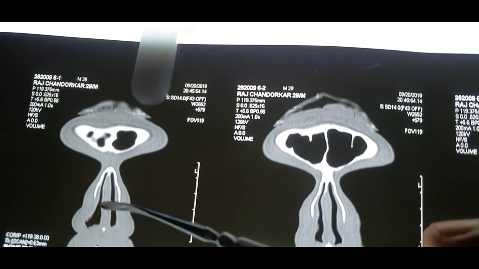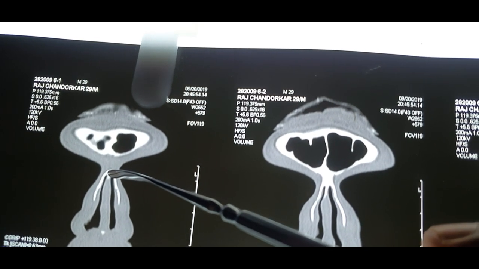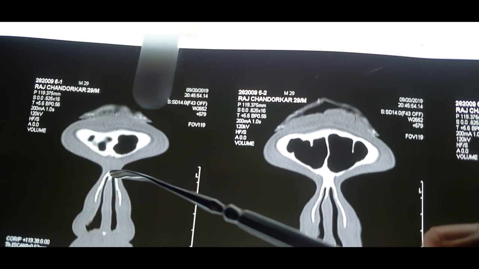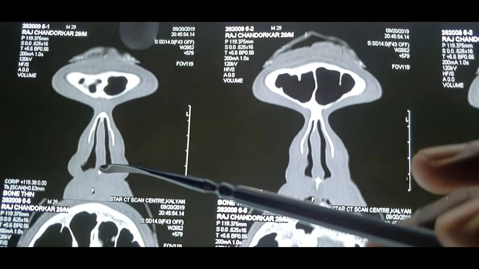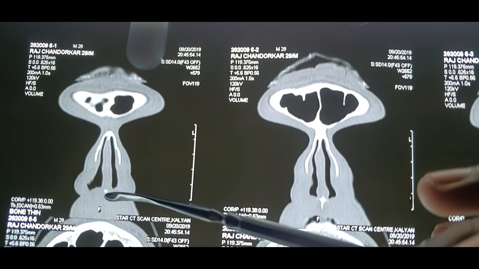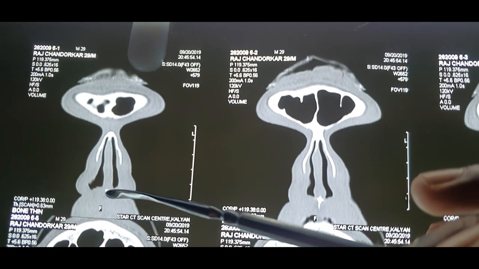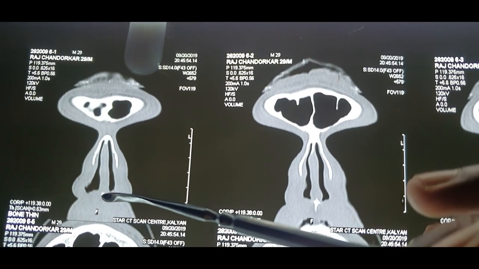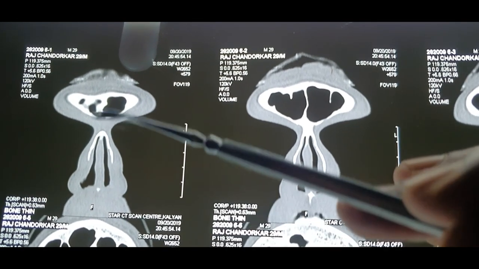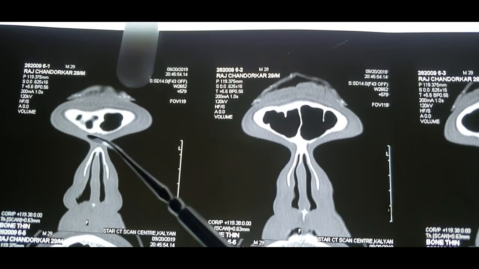So this is the cartilaginous part of the septum, and this is the bony part of the septum, that is the perpendicular plate of the ethmoid. And you can see here below is the small bony area. This is called the anterior nasal spine, the area of the maxillary crest of the maxilla, the attachment to the nasal septum. So as we move to the second scan, you can see the transition happening.